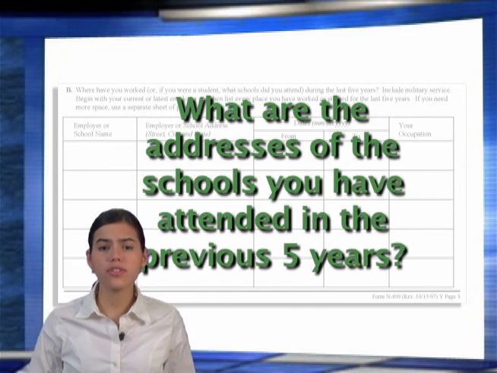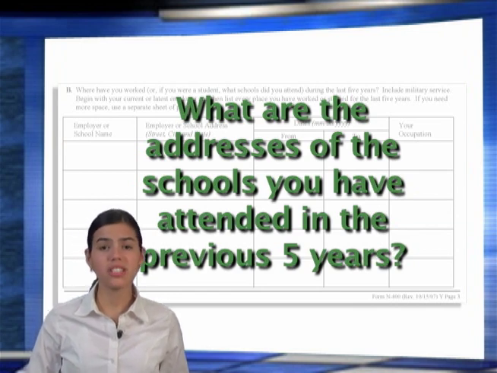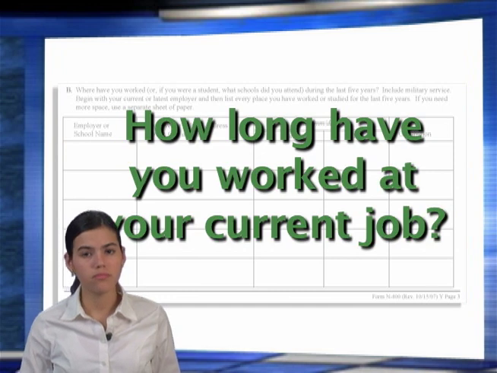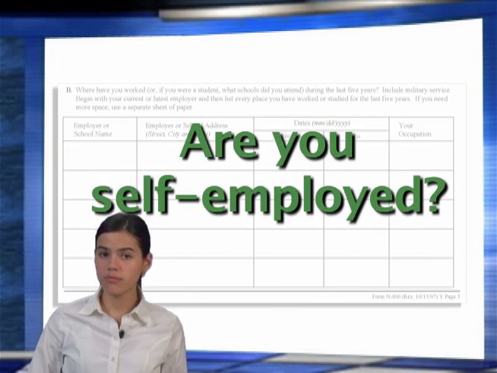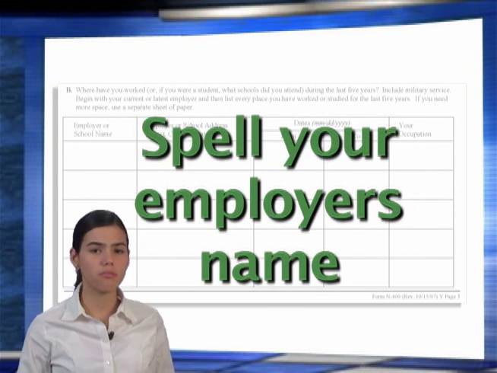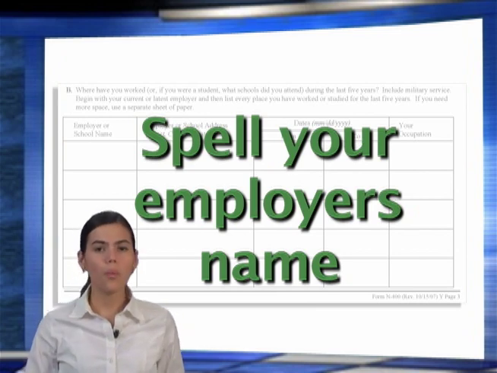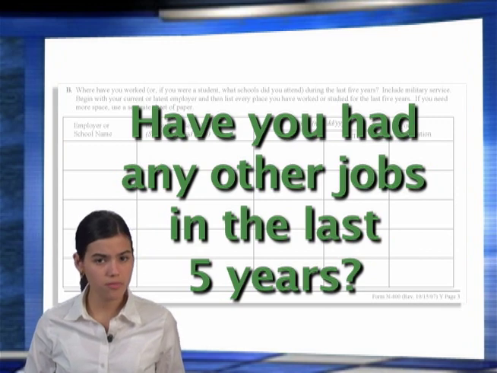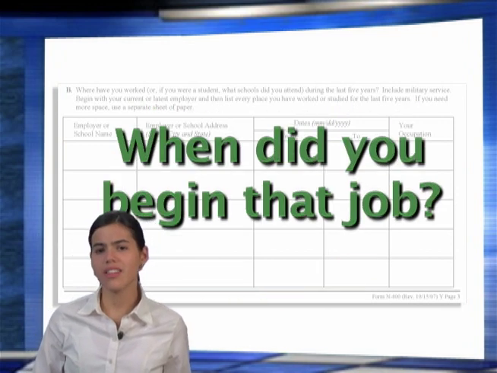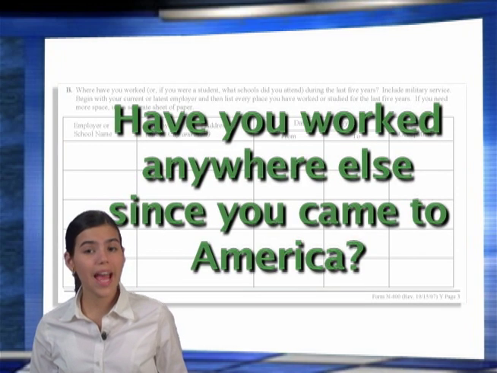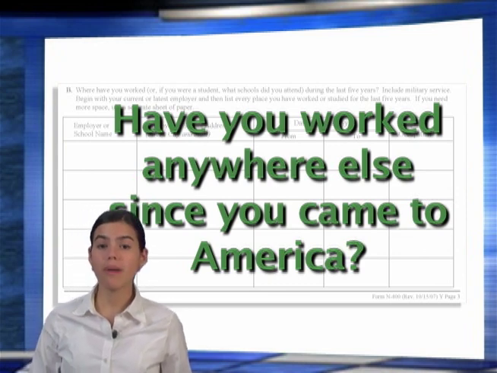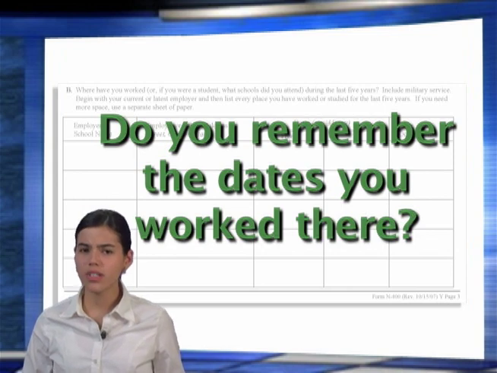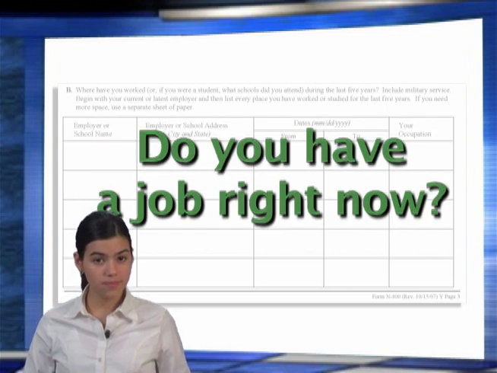What are the addresses of the schools you have attended in the previous 5 years? How long have you worked at your current job? Are you self-employed? Spell your employer's name. What do you do? Have you had any other jobs in the last 5 years? When did you begin that job? Have you worked anywhere else since you came to America? Do you remember the dates you worked there? Do you have a job right now?